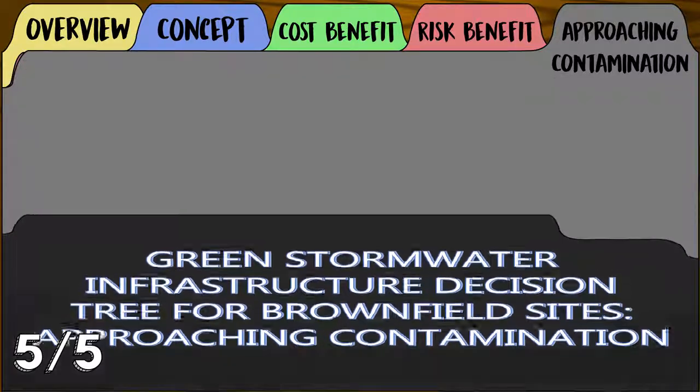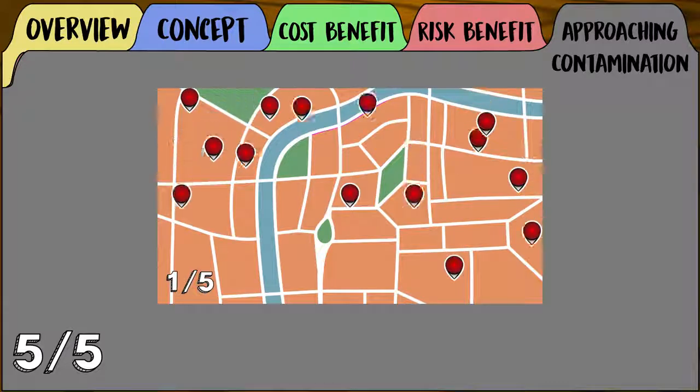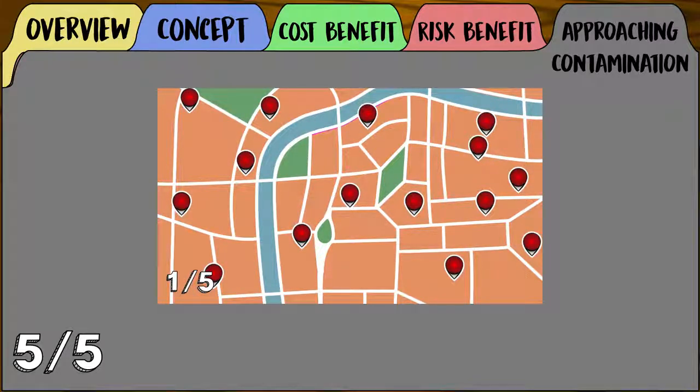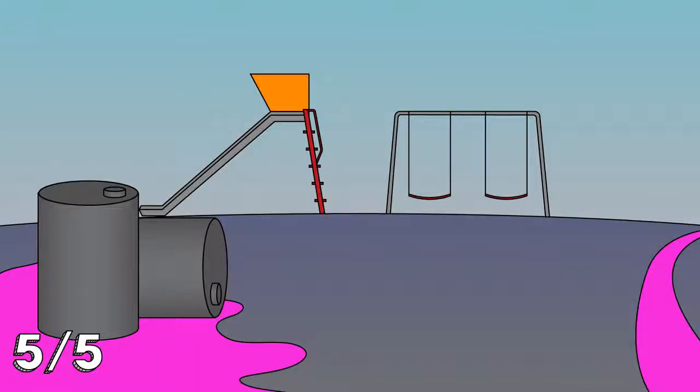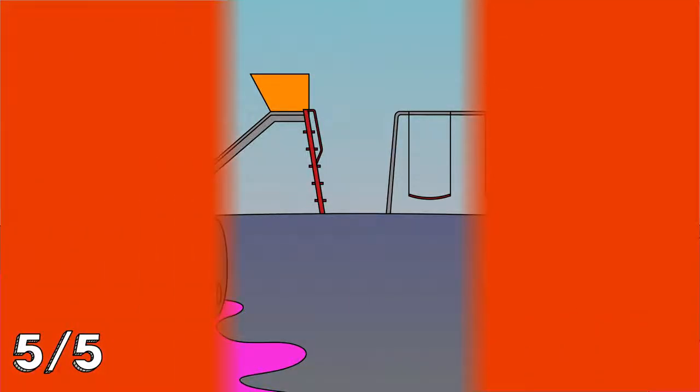This is part 5 of our 5-part video series. As we discussed in video 1, this tool is designed to assist organizations with prioritizing the best site on which to install green stormwater sites when looking at a large portfolio of sites. While this tool evaluates the risk of installing green stormwater infrastructure on brownfield sites, we are not advocating putting blinders on and ignoring the potential for contamination.